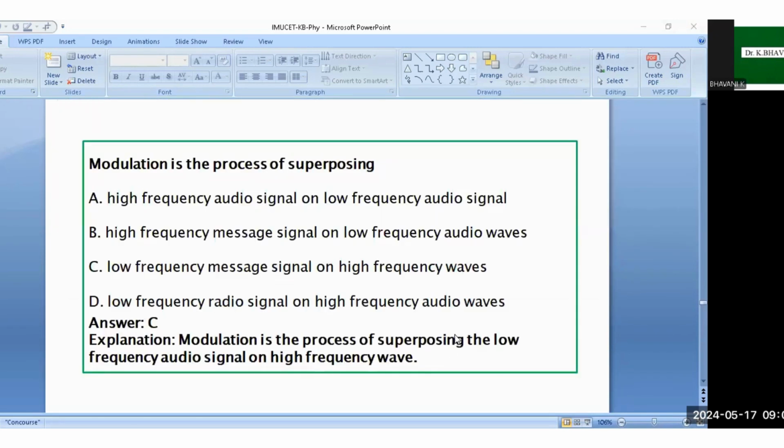Now, modulation is the process of superposing a low frequency message signal on high frequency waves. Voice modulation nowadays is very easy and there are so many apps that have come up. So we can modulate our voice however we want in that range of frequencies.